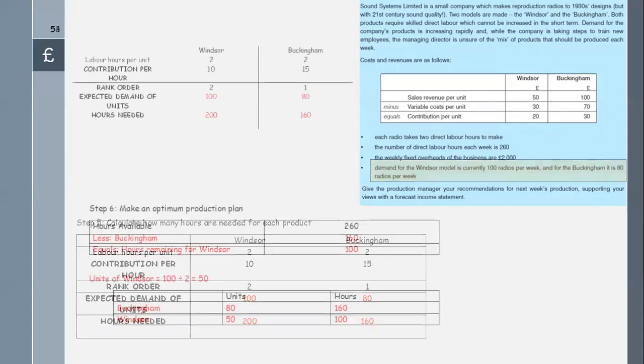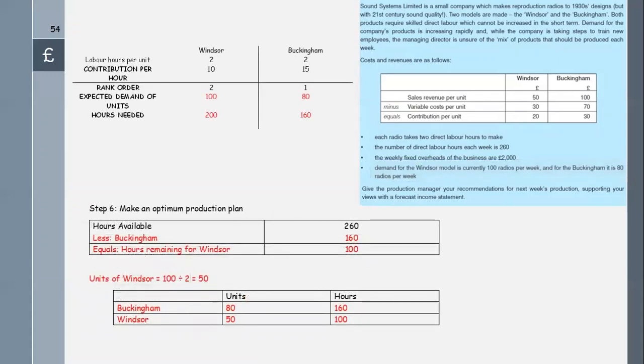Then step 6, we do our optimum production plan. We've got 260 hours available. We start with Buckingham, so I make all the Buckingham radios. I take away 160 hours, which leaves me 100 hours remaining. So I can make 100 hours' worth of Windsor. However, Windsor needed 200 hours, so I can't make all of them. Each radio took 2 hours, so 100 divided by 2, I can make 50 Windsor radios. So I fill in the table at the bottom. Buckingham, I can make all 80, which took 160 hours. Windsor, I can only make 50 radios, which took 100 hours.